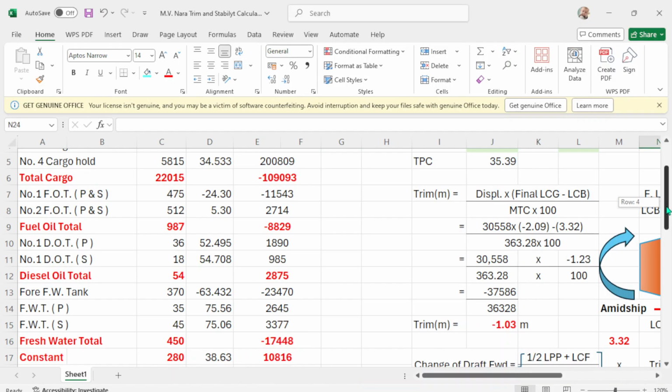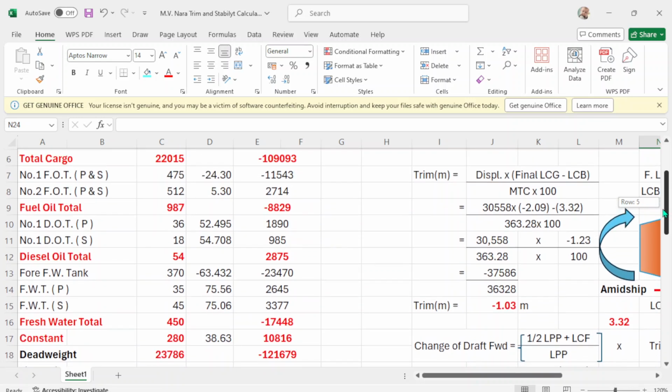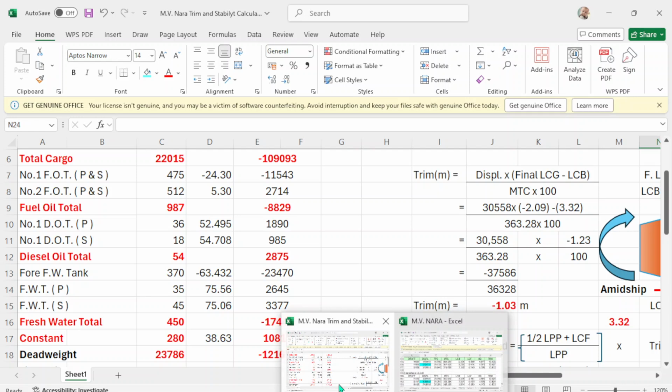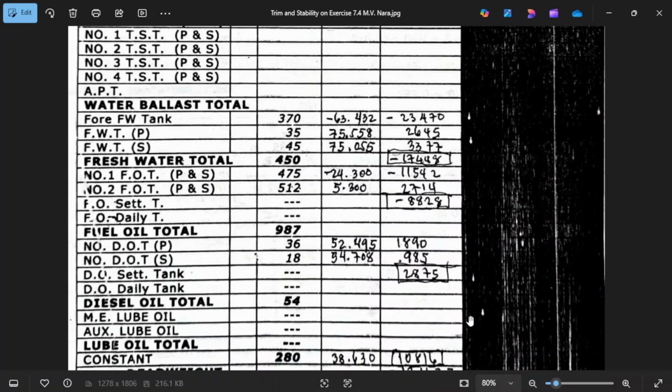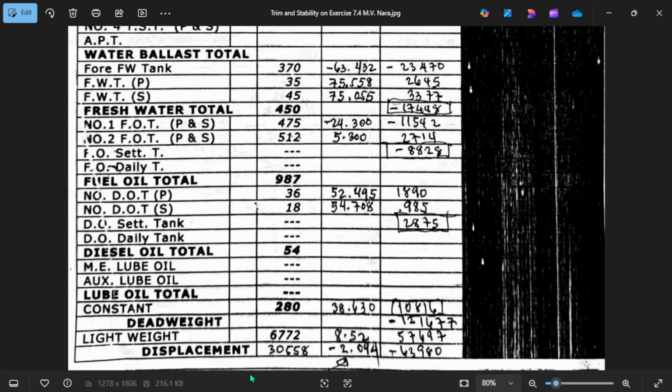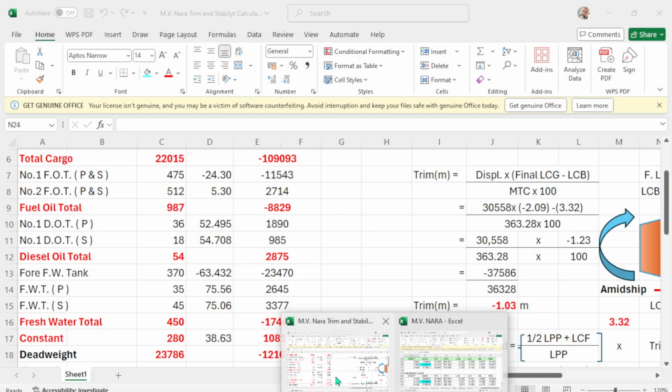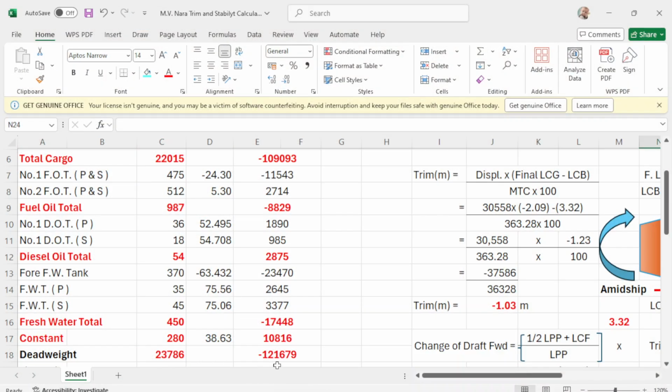The total deadweight is 23786. Deadweight is 23786, and the total LCG moment is negative 1216779.